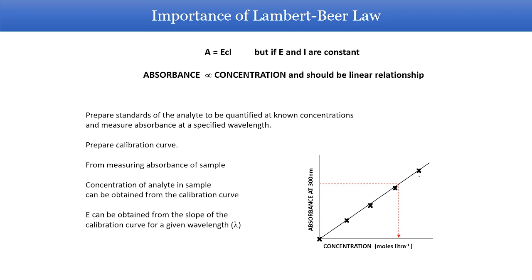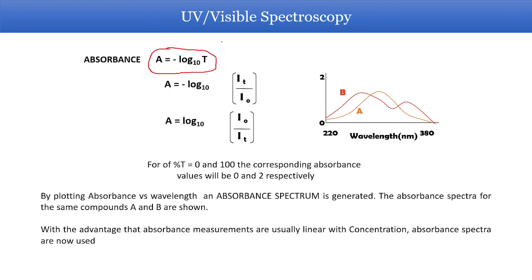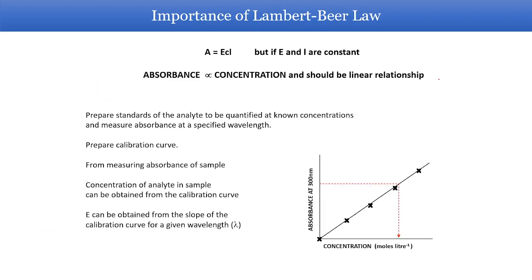Now the importance of Lambert-Beer's law is that it simplifies this particular graph where we are plotting absorbance versus wavelength and we get a lot of curves, but this does not have a very direct relationship. When we get a linear relationship, it makes the calculations a lot easier. So we have A equals epsilon C L. If epsilon and L are constant, absorbance is directly proportional to concentration and it should have a linear relationship.